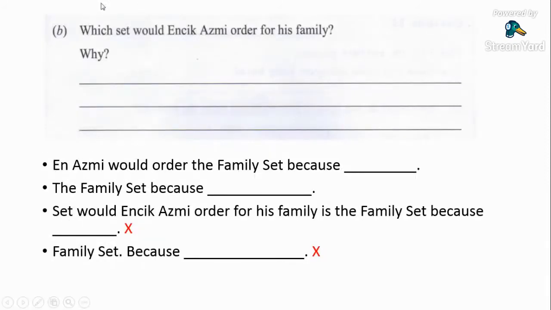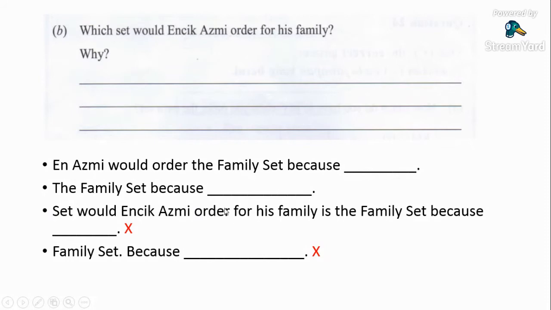Okay, which set would Encik Azmi order for his family? Why? So if they ask you question like this, you answer, Encik Azmi would order the family set because. So you answer because. The family set because. Okay, நீங்க answer பண்ணலாம். The family set. You just answer terus. Which set? The family set because. But don't do like this.